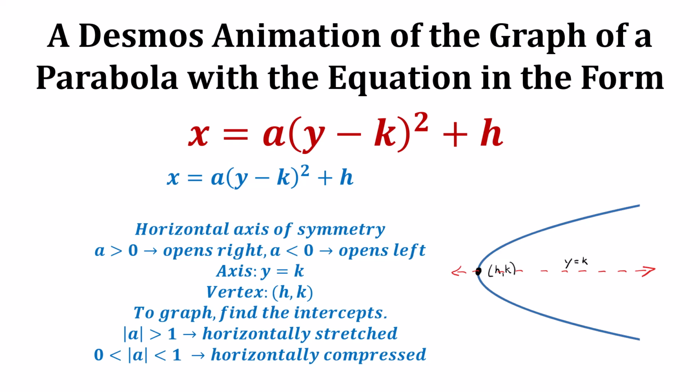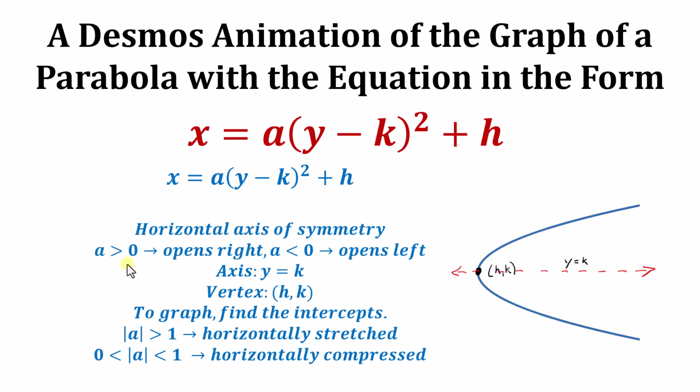In this lesson, we will use Desmos to explore the graph of a parabola when the equation is in the form of x equals a times the square of y minus k plus h. When we have the equation of a parabola in this form, we have a horizontal axis of symmetry, which indicates the parabola opens to the right or left.